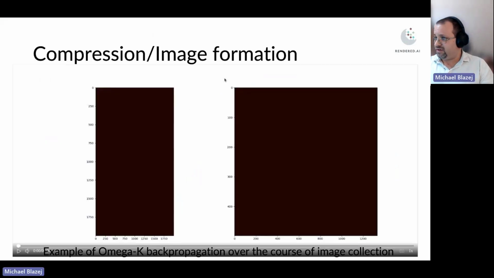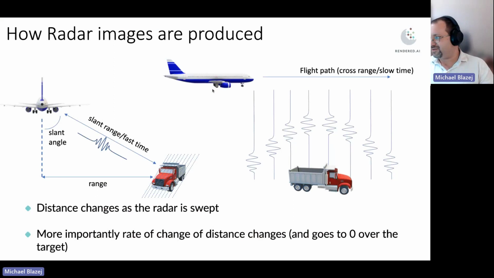What the radar then does, oh shoot, I'm sorry, I clicked on the screen. What the radar then does is it flies across the sky, and it does the same thing over and over and over. And so it takes many cross sections of the target. And what we're able to do is combine those into a radar image.